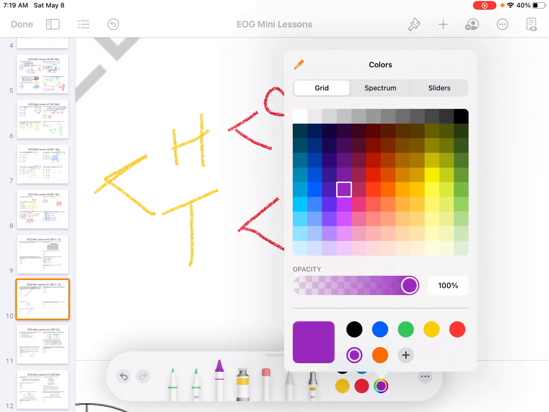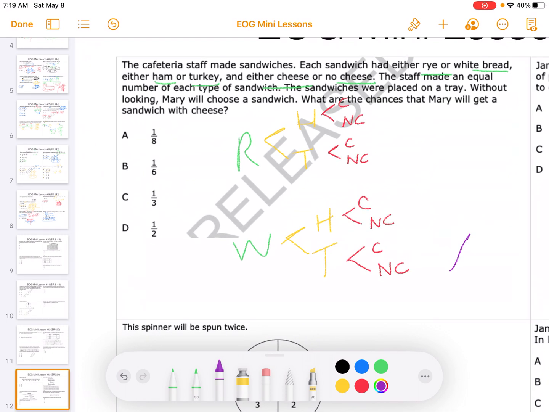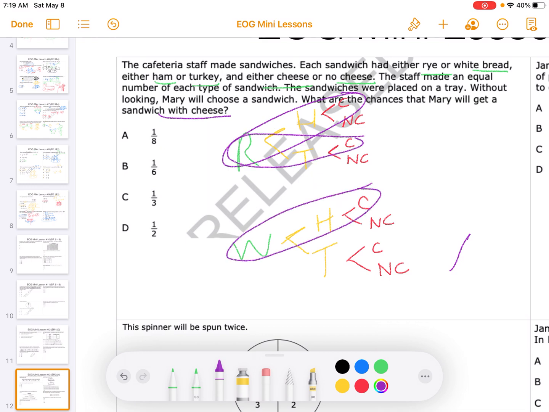So now I have to figure out, Mary pulls a sandwich at random. What's the probability she will get a sandwich with cheese? So that's 1, 2, 3, 4. So 4 out of 1, 2, 3, 4, 5, 6, 7, 8.